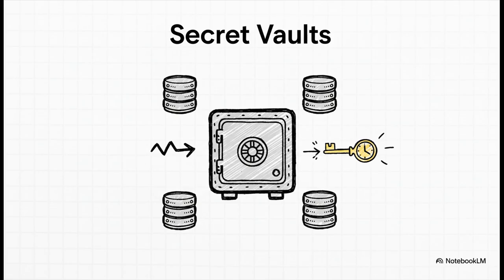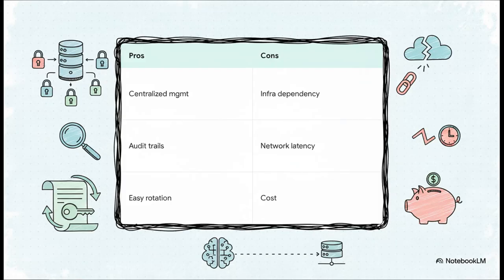Instead of having secrets live on the server at all, your server asks a secure central vault for the secret it needs, right when it needs it. For production environments, this is really the gold standard. You get one place to manage everything. You get audit trails to see who accessed what and when, and rotating keys is a breeze. It's a compliance officer's dream.